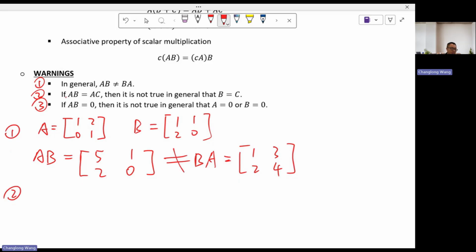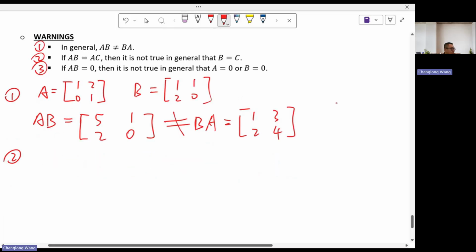Anyway, moving on to the second bullet point. If the product of A and B is the same as the product of A and C, then in a number sense, as long as A is not 0, you can cross it out and simply conclude that B must be the same as C. But that is not true in general for matrices.